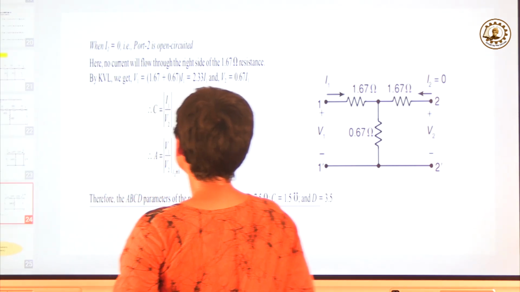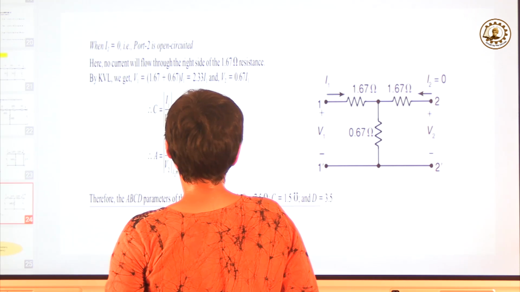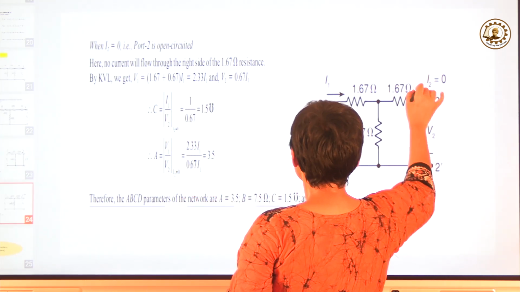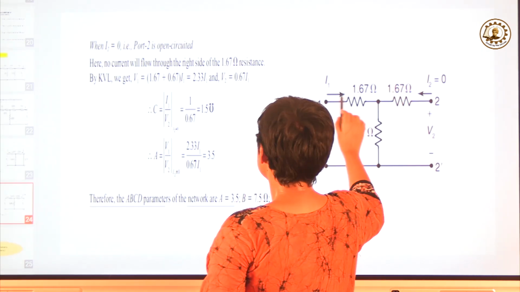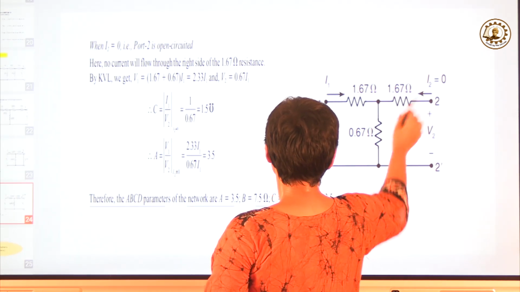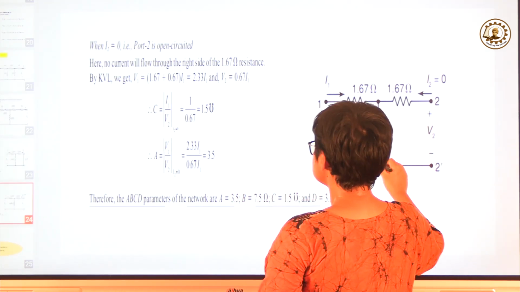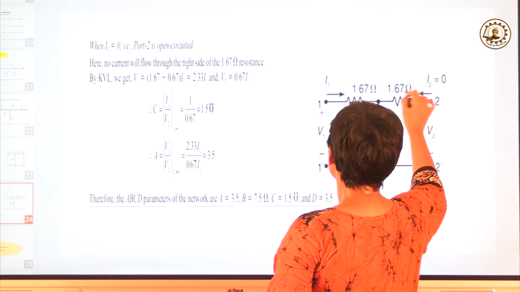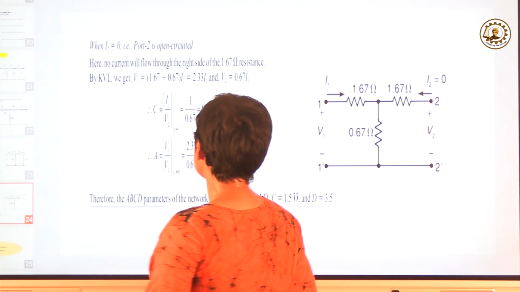Next we will open circuit port 2. Now if we open circuit port 2, then this I2 will be 0, so no current will flow through this 1.67 ohm. Now V1 equals 1.67 I1 plus 0.67 I1 since I2 equals 0, and V2 will be equal to only 0.67 I1, because I2 is 0, so I2 into 1.67 will be 0. So we will get C and A over here.